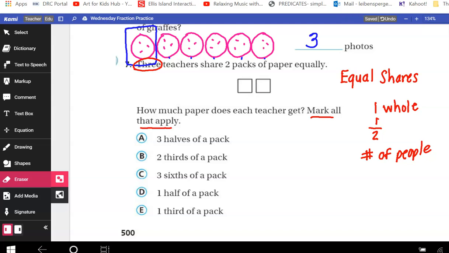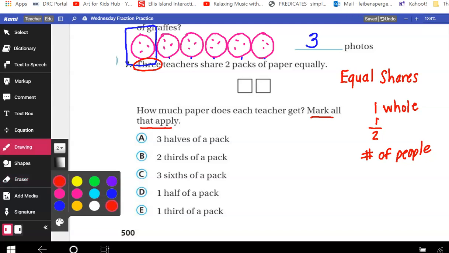I'm going to go to the number of people. I'm going to divide it like that. So now I'm going to divide each of these pieces into thirds. And so teacher 1 would get 1 out of this sheet of paper, and teacher 1 would also get that one. So I see that they're going to be getting 2/3 of the pack of paper.